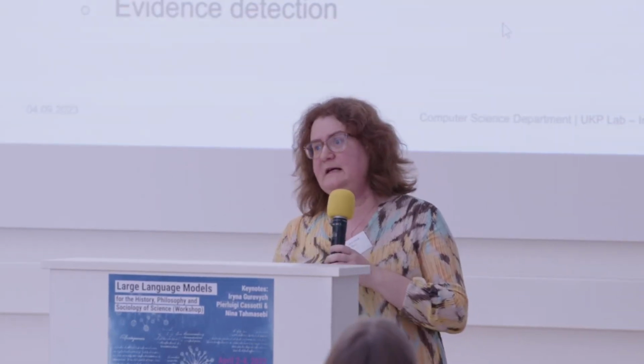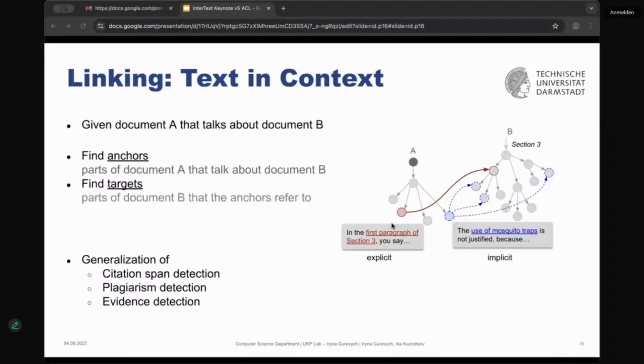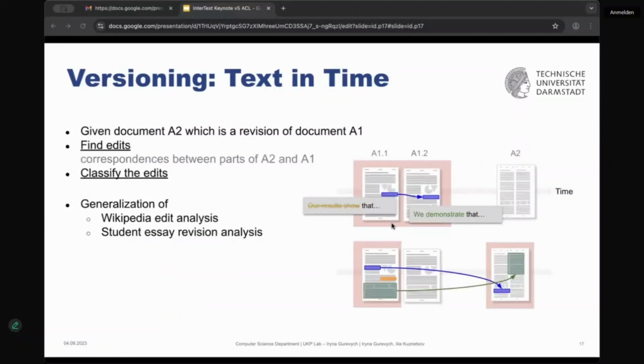So examples of tasks we work on are linking. Here we want to find the anchors in one document, and then we want to find the targets in the other document, and then we can link two pieces of text. This generic formalization can be applied to tasks such as citation span detection, plagiarism detection, and evidence detection. So it's a very generic technology that can connect two pieces of text in different documents by some kind of semantic relationship.